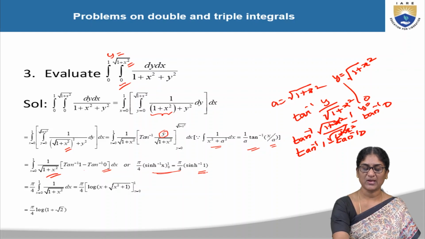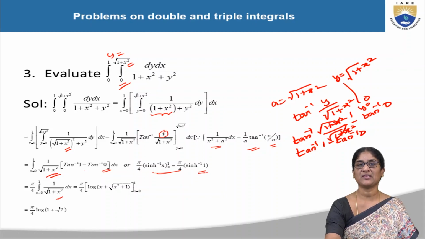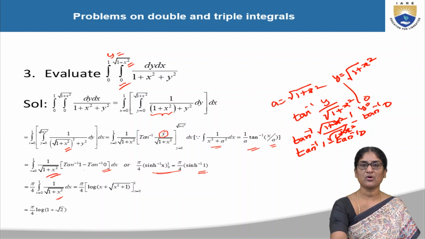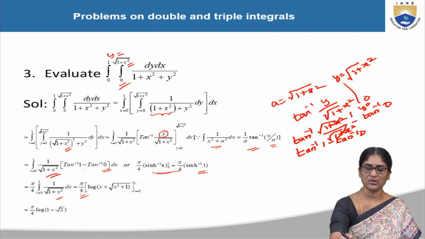So tan inverse 1 minus tan inverse 0 into dx, which is nothing but pi by 4 tan pi by 4. Tan 45 degrees is nothing but pi by 4. So pi by 4 integral x raises from 0 to 1 by root over 1 plus x square dx. So pi by 4 you take common, log of x plus root over x square plus 1, and upon the limits x raises from 1 to 0.